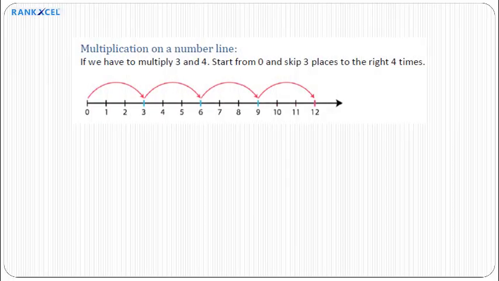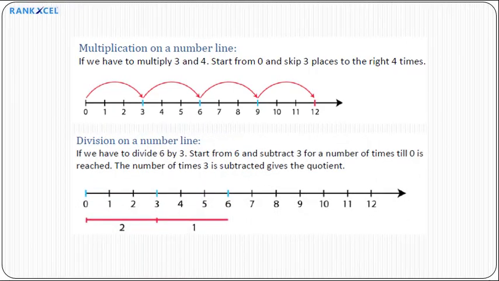Multiplication on the number line. If we have to multiply 3 and 4, start from 0 and skip 3 places to the right 4 times. Division on the number line. If we have to divide 6 by 3, start from 6 and subtract 3 a number of times till 0 is reached. The number of times 3 is subtracted gives the quotient.